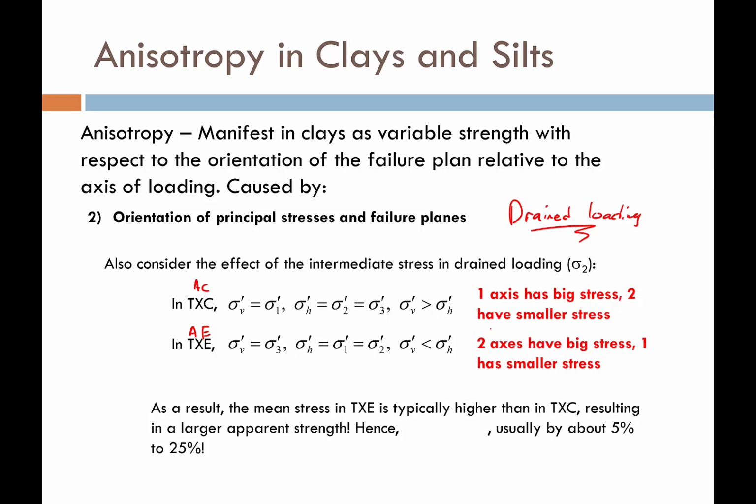If we were to compute the mean stress from all of these, what we would find is that because in axial extension 2 axes have the big stress and only 1 has the small stress, the mean effective stress in triaxial extension is typically larger than it is in triaxial compression. And because the mean stress is larger, it also has larger apparent strength. Remember, shear strength of soil is a function of its confinement, and the larger the mean stress, the larger the apparent shear strength. Hence, for drained soils, the friction angle in triaxial extension is usually larger than the friction angle in triaxial compression, usually between 5 and up to 25%.